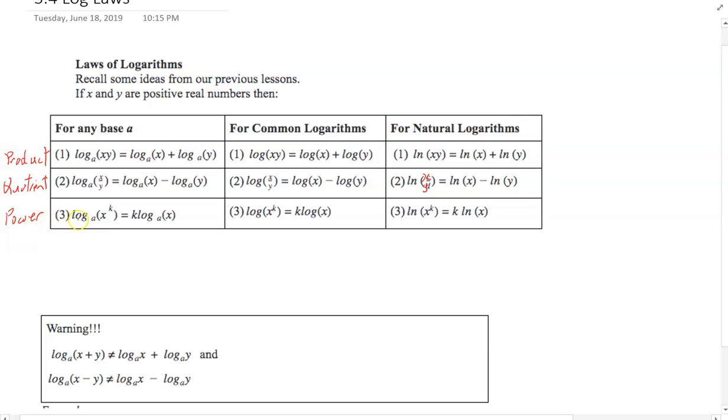Then there's the power property. Log base a of x raised to the k is equal to k log base a of x. That means that if you have a power in the argument, this is equivalent to taking this power and switching it in front of the log. And we developed the arguments for this in a previous lesson. In common logs, log of x to the k is equal to k times log of x. And in natural logs, ln of x to the k is equal to k times ln of x.